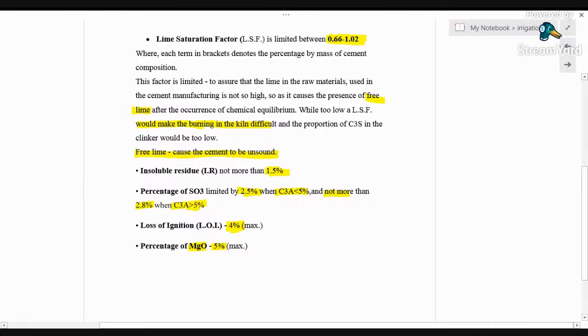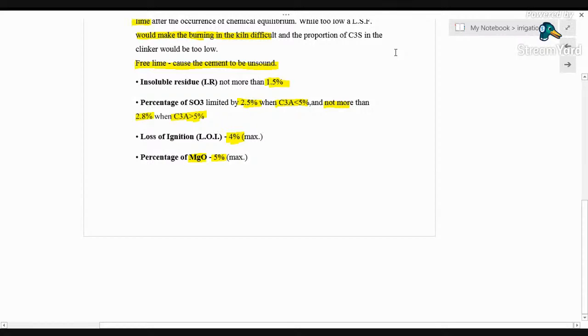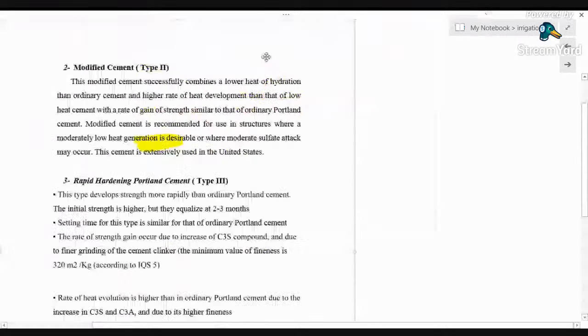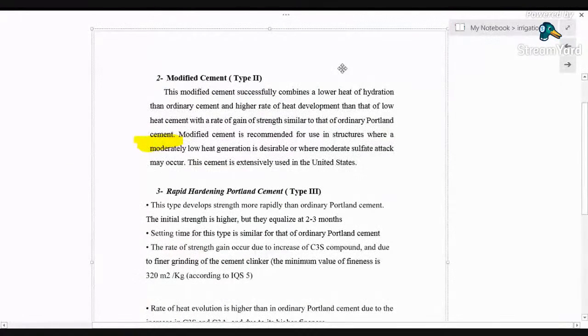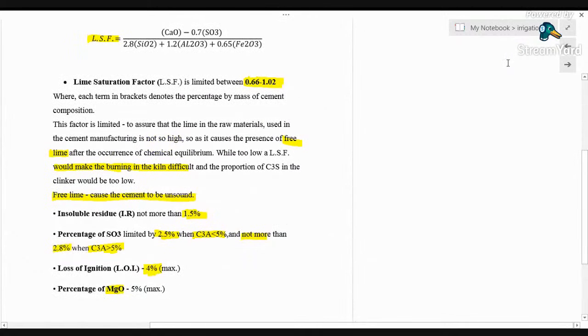Magnesium oxide in excess also makes the cement unsound. So that is the thing. Next type of cement is called modified cement. This is called modified cement.